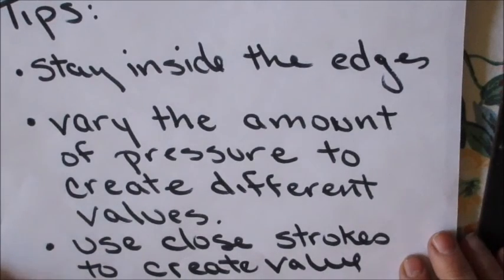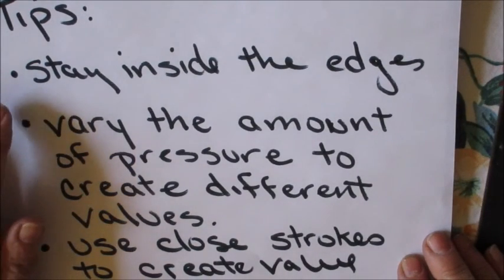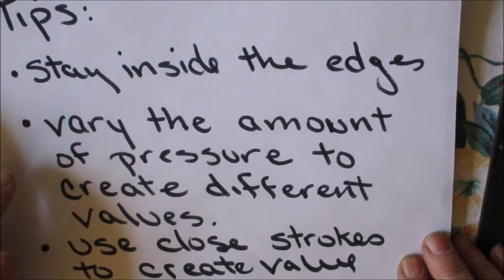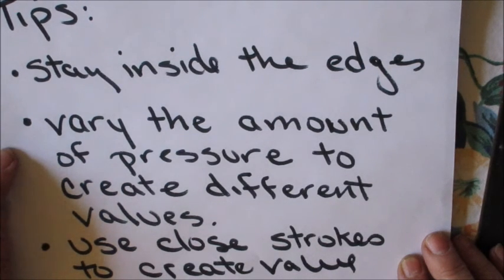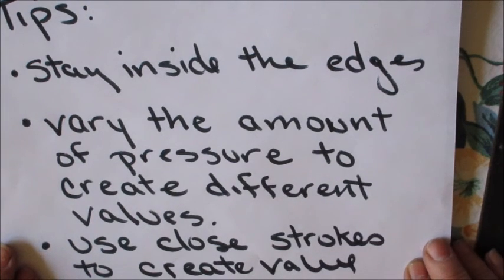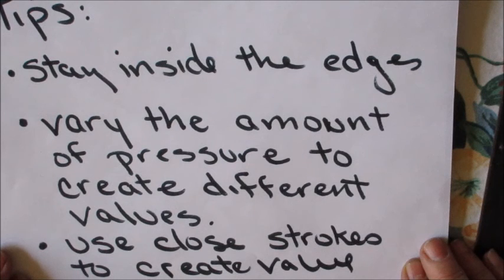The tips that have been part of these worksheets: stay inside the edges. Try not to go outside the edges and erase it, because you're going to be dealing with erasing things that are on another object. So try to control where your edges are. Vary the amount of pressure on your pencil to create different values. You can also use different pencils if you have them available. Softer pencils will make darker colors easier, and harder pencils will make lighter colors a little more simply.